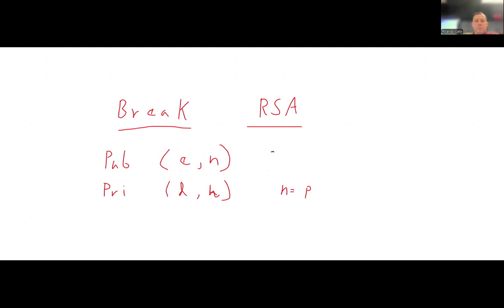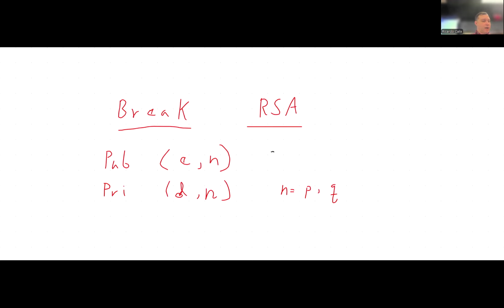So these two values are also stored. The private key is the D exponent and the N modulus. These two values make up the private key. You're going to keep those secret, but for convenience, you will also keep P and Q. If you have P and Q, you're basically able to break the whole of RSA.